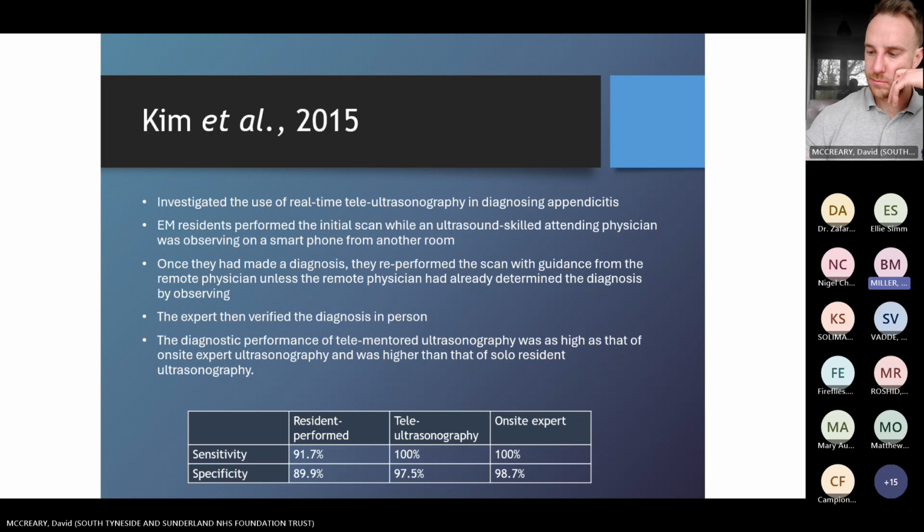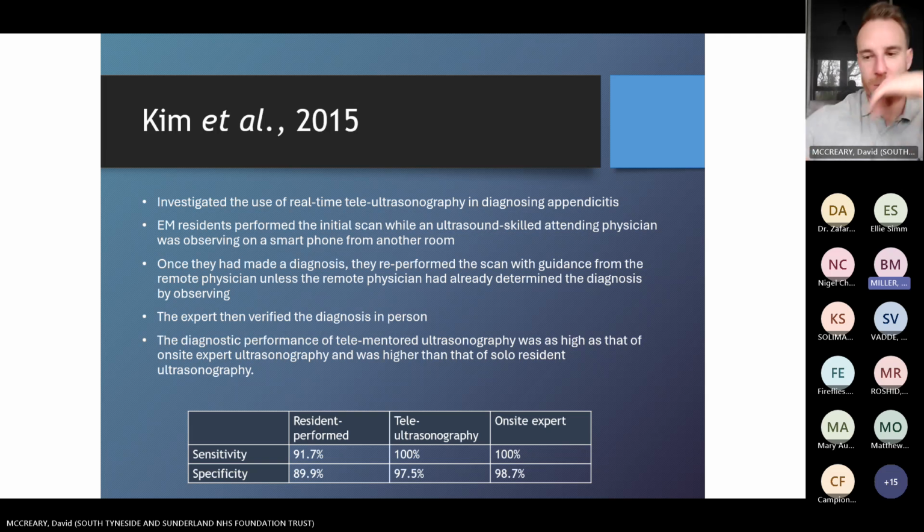So the sensitivities and specificities are split up at the bottom in the graph, just showing that the resident performed scan was slightly lower than the tele-ultrasonography, but the tele-ultrasonography and on-site expert were very similar. The tele and on-site expert, it didn't really make that much of a difference in terms of whether they just watched it on the phone or whether they did it in person.